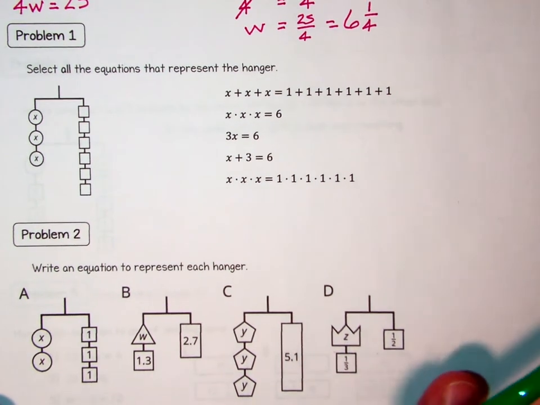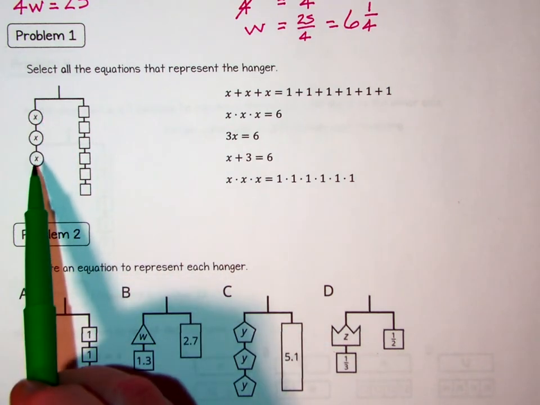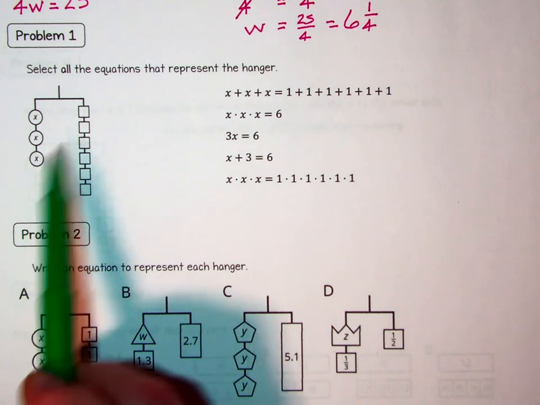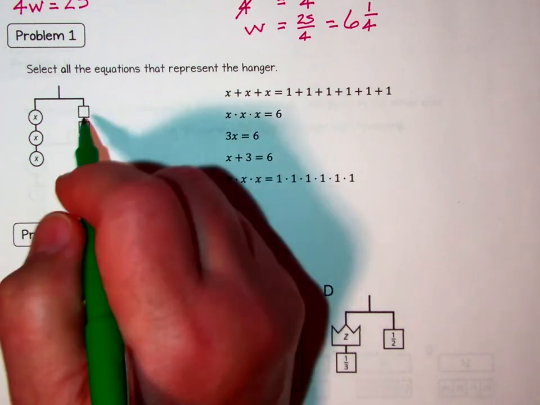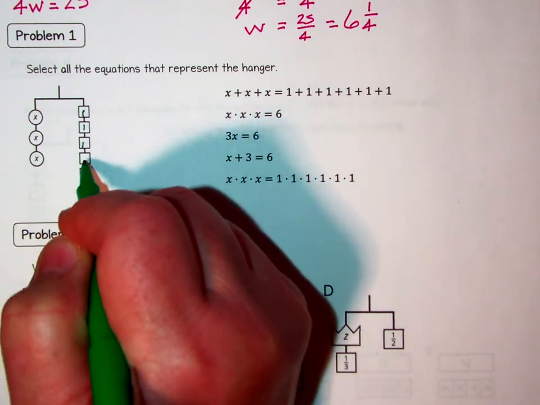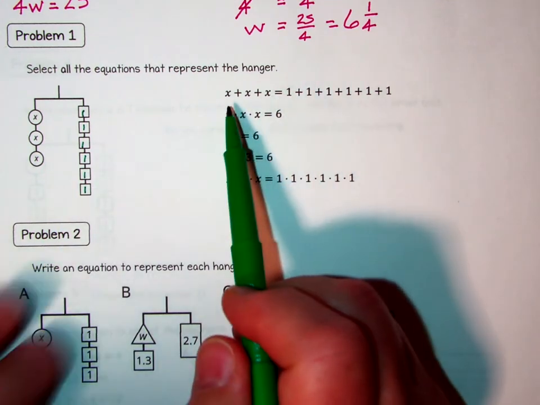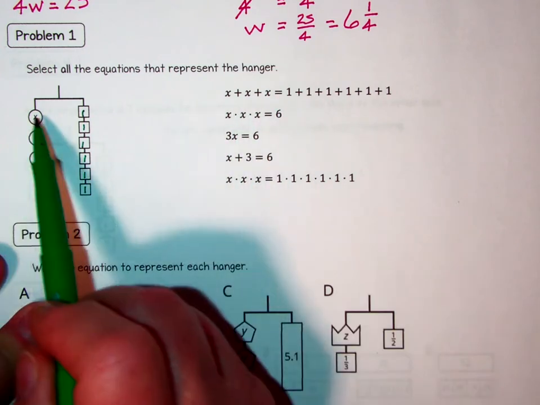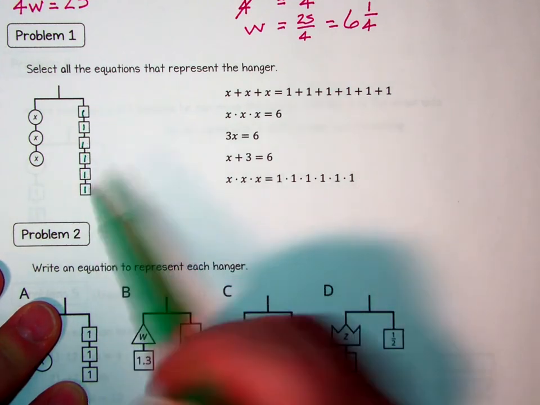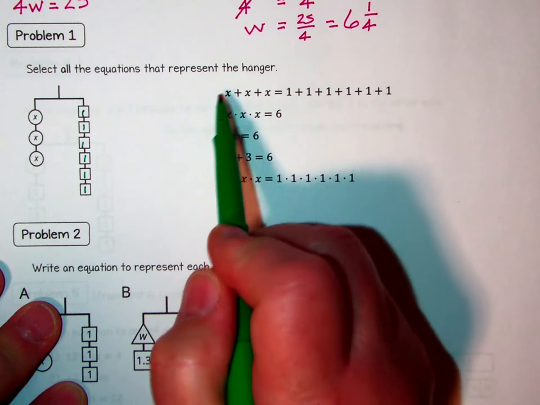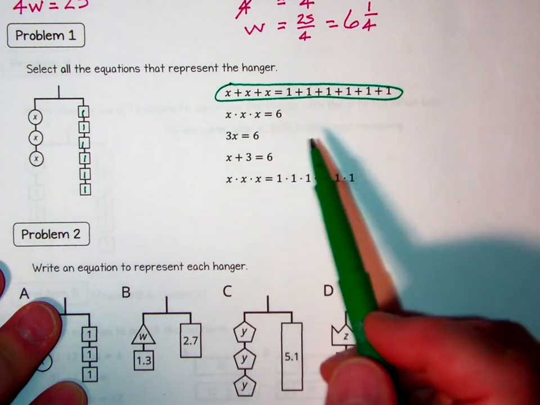Problem 1. Select all the equations that represent the hanger. On my hanger, I've got on the left side 3 weights, each labeled with an x. And on the right side, I've got 6 of these squares, which I can pretty safely assume each have a value of 1 unit. So let's look at our first one. x plus x plus x is equal to 1 plus 1 plus 1 plus 1 plus 1 plus 1. And definitely have 1 added together 6 times. So this one does actually represent the hanger.